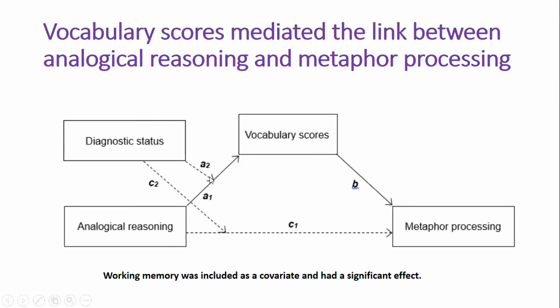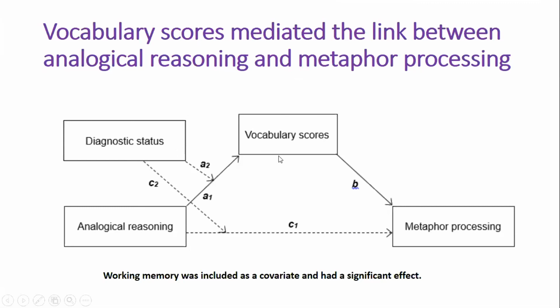And in this model, we integrated the results from both groups. So we have all the typically developing participants as well as the autistic participants, and also checked whether any of these links were moderated by group membership, and these links were not significant. So this model applied to both groups.